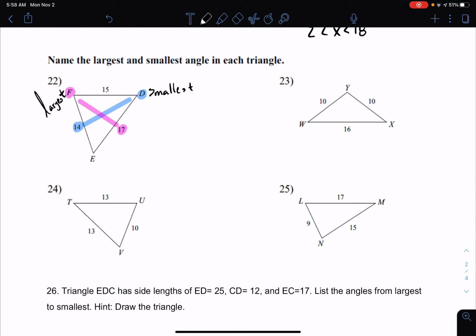Actually, I'll do number 23. My largest side is 16, so that means my largest angle is Y. So that's the largest. And what are my smallest ones? Well, I have a tie. I have 10 and 10. So both of these would be the smallest. You would say X and W, smallest and smallest, because they're both the same. Okay, so I'll let you do 14, 15.